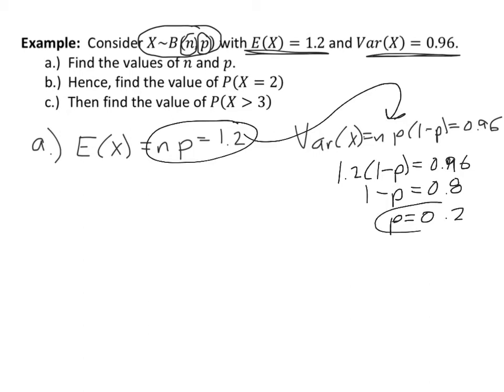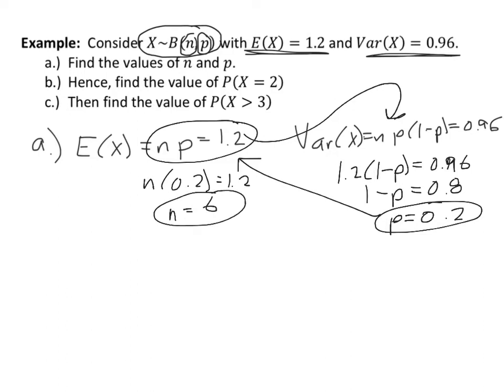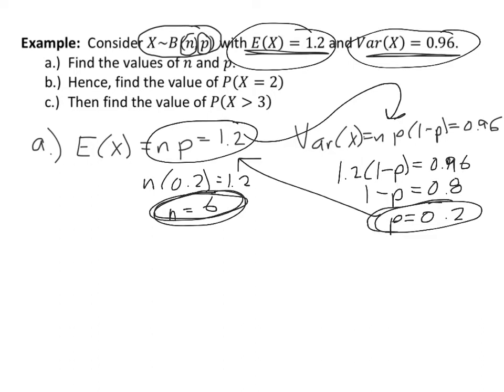So I just found out what p was. Now I can plug it back in. n times 0.2 is 1.2. Again, dividing this, 1.2 divided by 0.2 gets me 6. So we just found out, if the expectation is going to be 1.2 and the variance needs to be 0.96, the number of trials must have been 6, and the individual probability of success must have been 0.2.